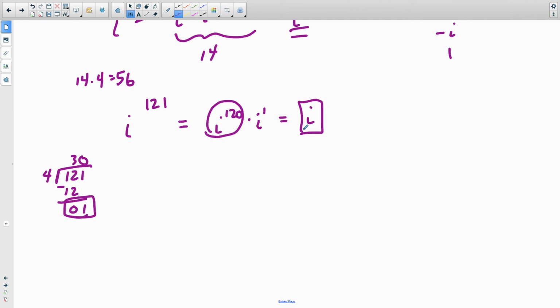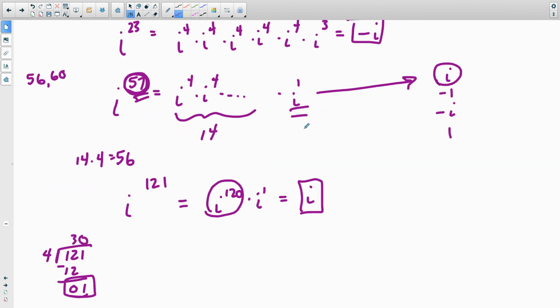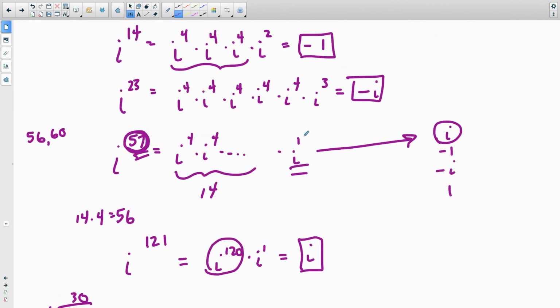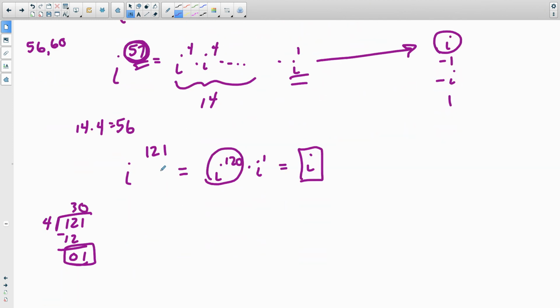Neat little trick. Again, I've seen it on an SAT, I've seen it on an ACT. Whatever the closest multiple of 4 is to this power without going past it, and then tack on however many i's. It'll be 1, 2, or 3 that you need to get to exactly that number.